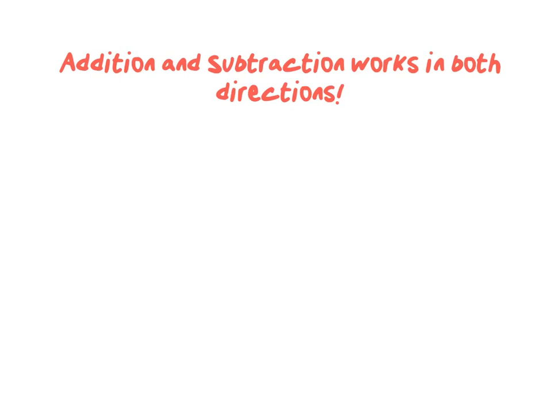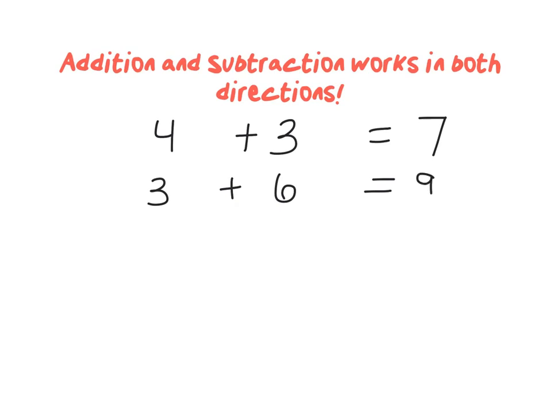Now, one thing we need to do before we really get into elimination and solving systems is remind ourselves of a math fact. Addition and subtraction works in multiple directions. What I mean by that is if I start with something like 4 plus 3, we know that that is clearly equal to 7. Let's say I write something below that, like 3 plus 6. We clearly know that that's 9. What I want you to see is that subtraction and addition work in multiple directions.